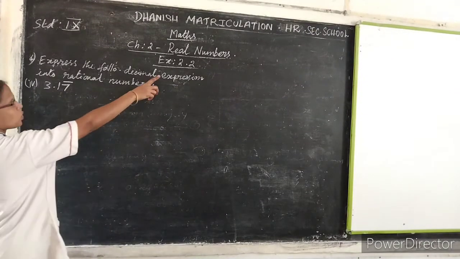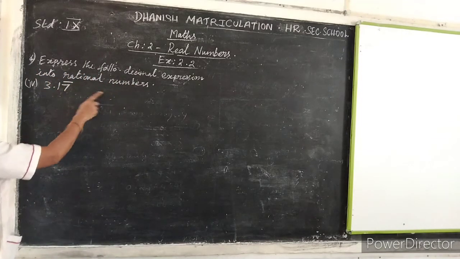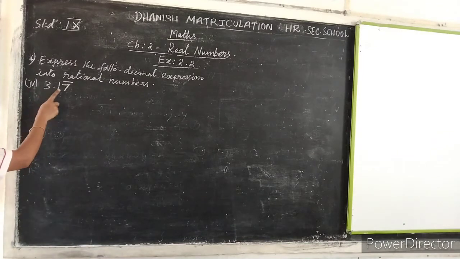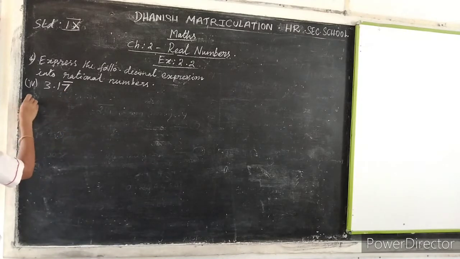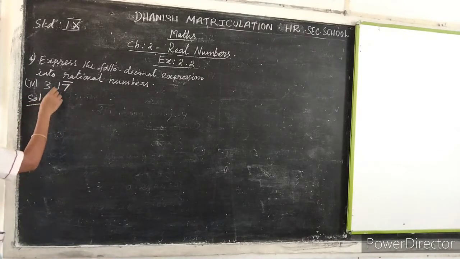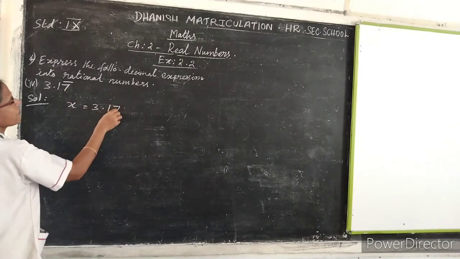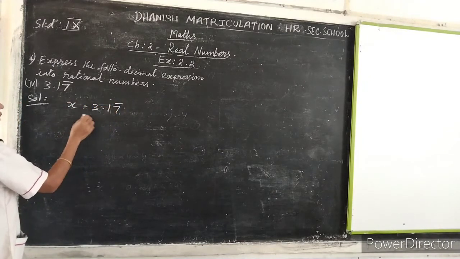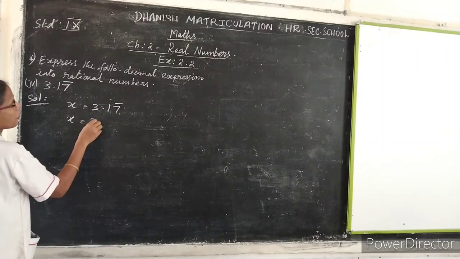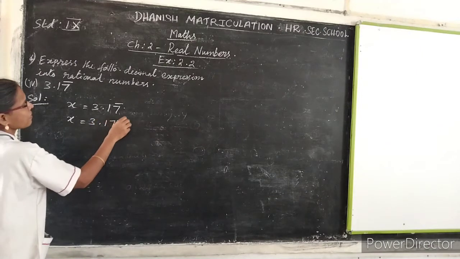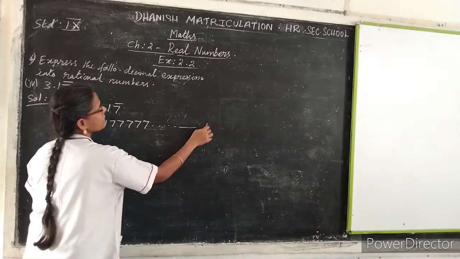Now from exercise 2.2, question number 4, express the following decimal expression into rational numbers. Fourth subdivision: 3.17 bar. This bar is only for 7. So let us take the given decimal as x. So x is equal to 3.17 bar. Here the repeating digit is only 7. That is 3.177777. This is how we should write it. This is the first equation.